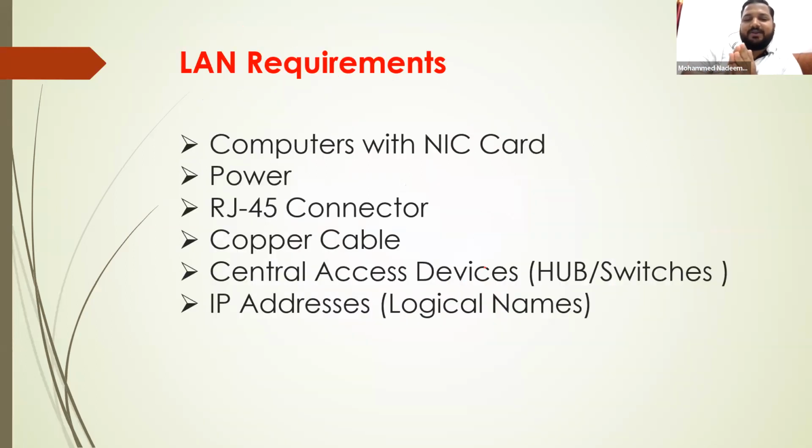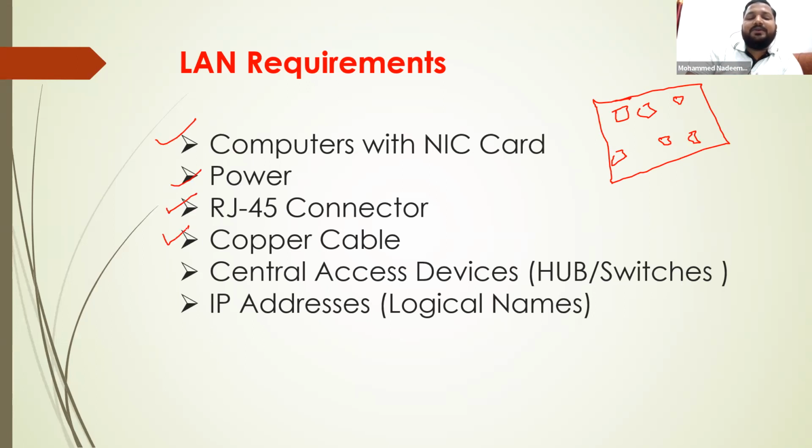Now, if I ask you to build a LAN, once you are done with computer hardware networking, you will be able to build one. Let's say an office setup with 15 computers, and you want to build a LAN. What are the primary things you need? You need a computer with a NIC card, power, an RJ45 connector, and a copper cable. Cabling is again a very big field, and there is a separate job for cabling. There are two types of cable: copper cable and fiber cable.